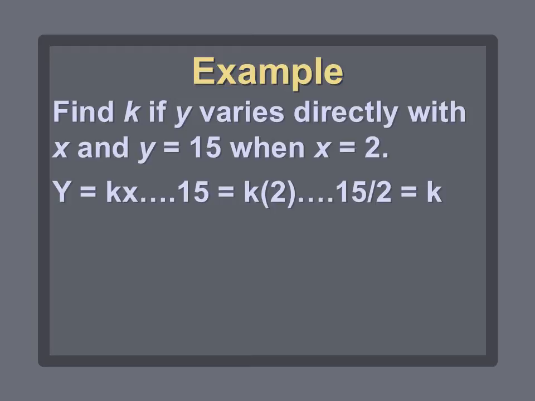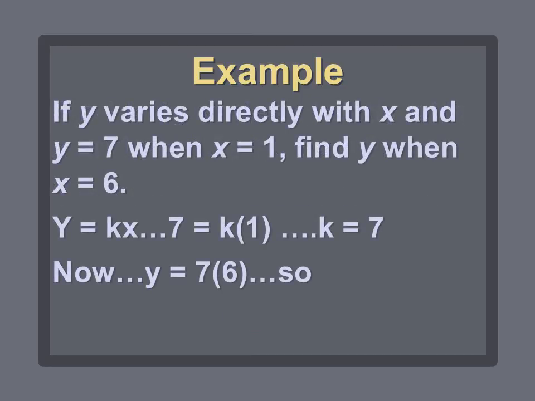Now let's find k if y varies directly with x and y equals 15 when x equals 2. So again, we're just solving for k, so we're going to use our handy dandy y equals k times x, and we're going to plug in 15 for y and 2 for x. So 15 is equal to k times 2, and when we solve for k, we get k is equal to 15 over 2, and then 15 over 2 is 7.5, so k is equal to 7.5.